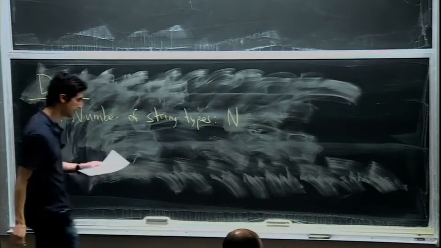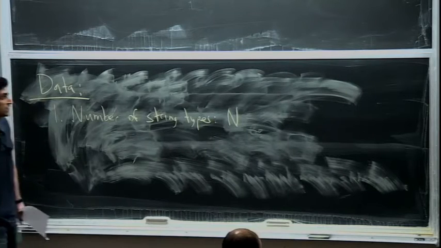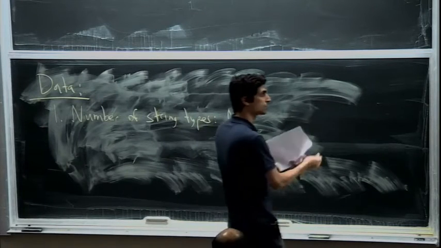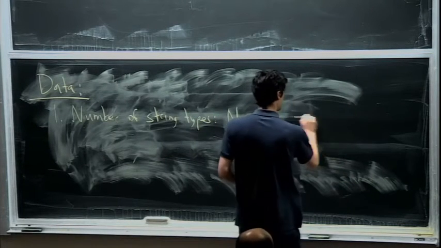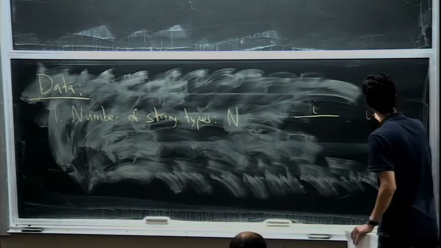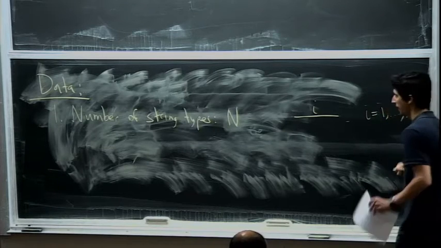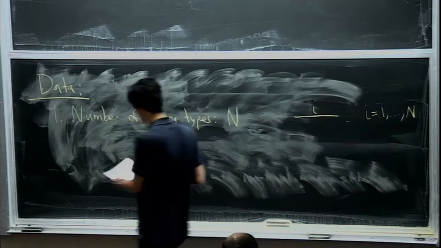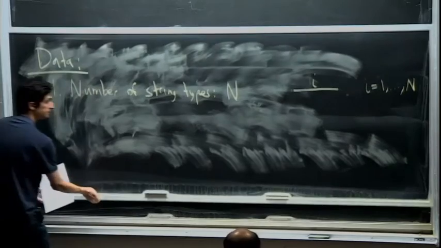Which I'll call n. And by convention, I'm going to label my different strings as 1 through n. So I'll draw them like this, where i goes from 1 to n. So that's the number of string types.